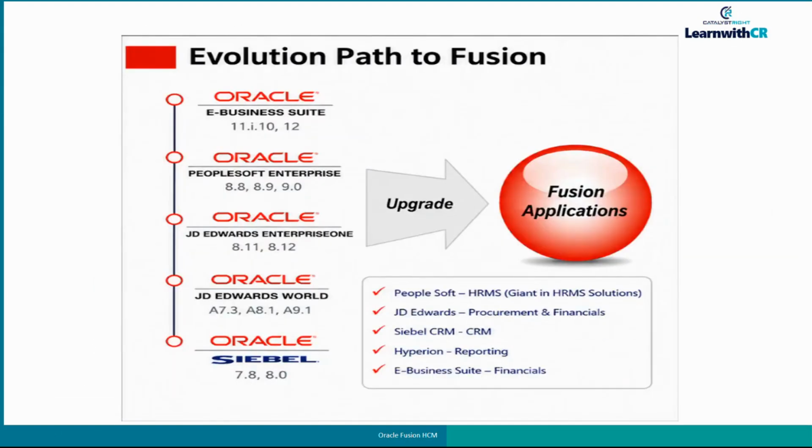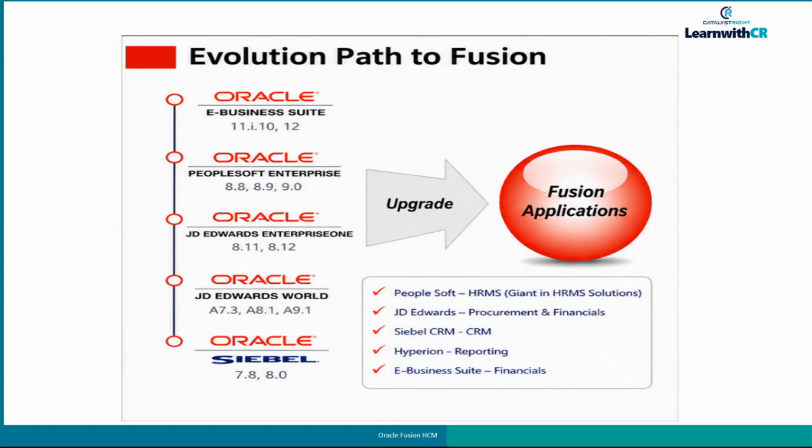Now, if you see, this is how the evaluation part of the Fusion. Earlier, we had multiple software. We have Oracle E-Business Suite. We have Oracle PeopleSoft. We have Oracle JD Edwards, Oracle JD Edwards World, Oracle Siebel. Now, if you notice, each of these systems is good in one of the functions of management, right? So, E-Business Suite is very good in finance, but it does not fulfill all the requirements of the HR part.